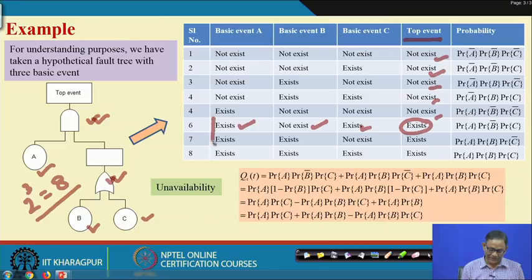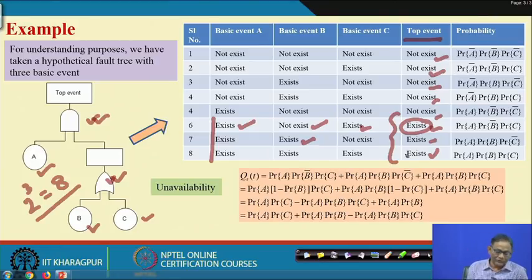So, you see that in these three conditions A exists, this is a must because of the AND gate. Now, either B or C or both must occur. Here C exists, that is why the top event exists. Here B exists, that is why the top event exists. Here A, B and C all exist, that is why the top event exists. So, this is the combination.